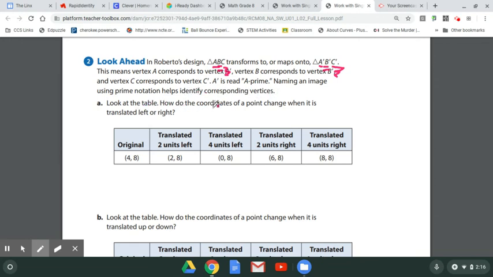Look at the table. How do the coordinates of the point change when it is translated left or right? So here now is an original point, 4, 8. So if we go 2 to the left, we see what axis is the left-right axis. That's right, it's the x. And to the left on the number line, the numbers get what?